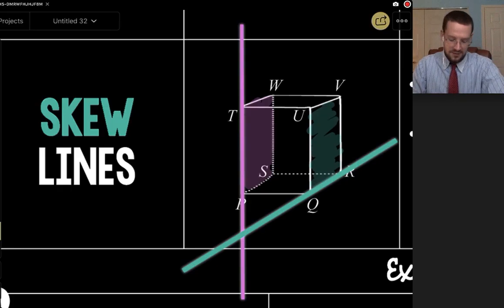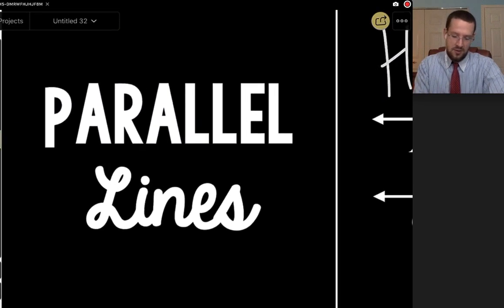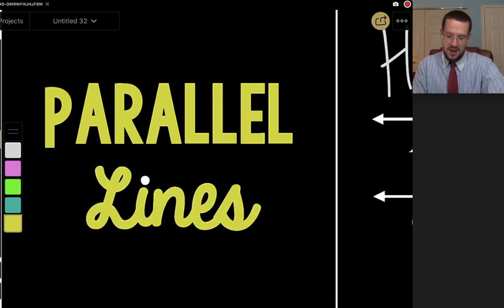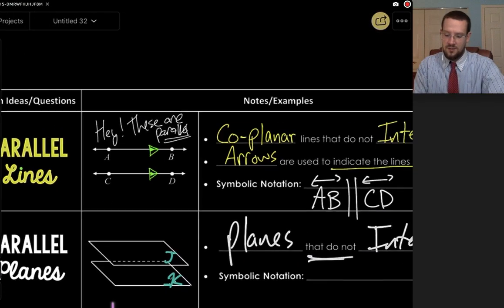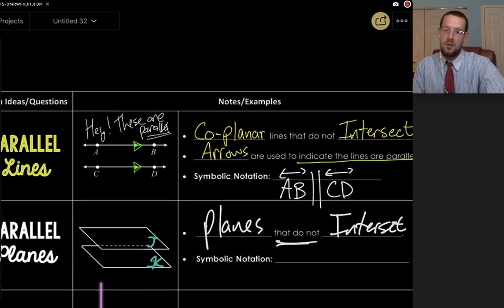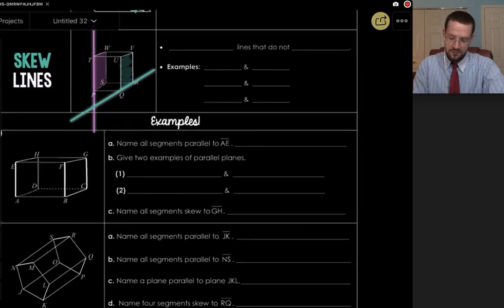Don't get too worried about these. We don't spend much time on skew lines. Our focus here is parallel lines. This is what we came for, right? Parallel lines is the name of the game here. That's what we're going to be paying most attention to. So this first bit of information is the most important that you understand: the notation, the ideas, they never touch, they're in the same plane.